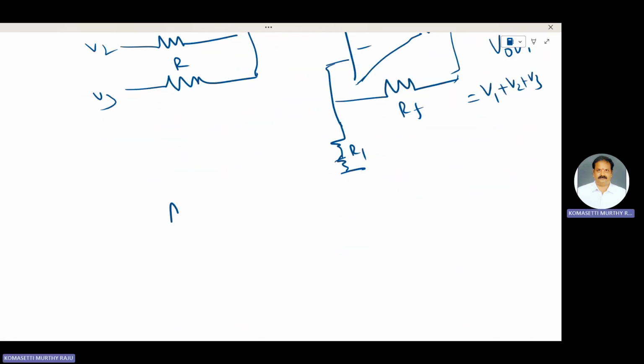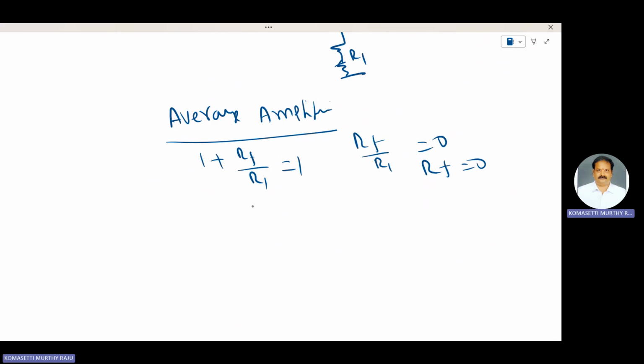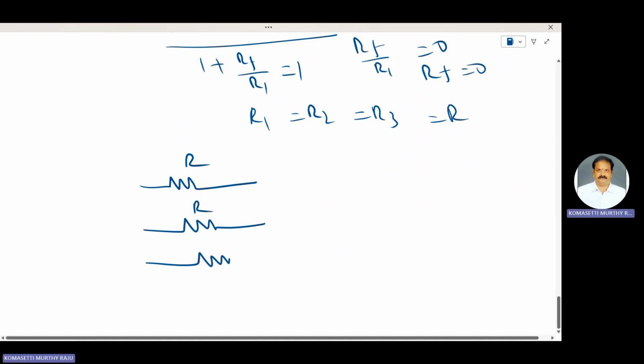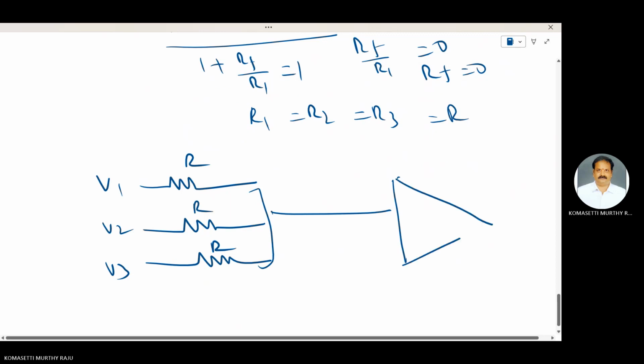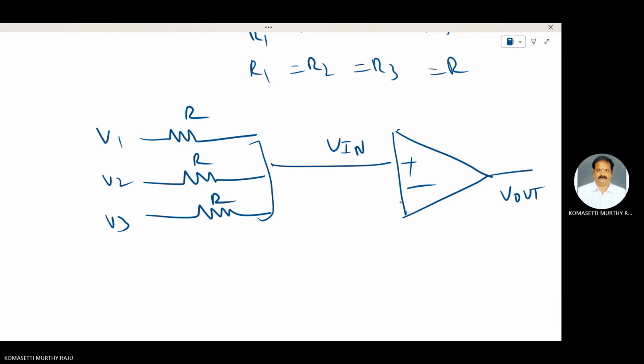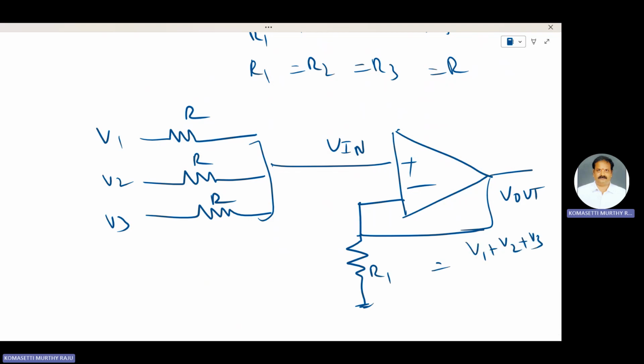In the second case, the average amplifier case, 1 plus Rf by R1 is equal to 1, so Rf by R1 is equal to 0. Therefore, Rf is equal to 0. Next, R1 is equal to R2 is equal to R3 is equal to R, with 3 input voltages V1, V2, V3. Plus, minus, this is V out, this is V in, this is R1, and Rf is 0. Therefore, V out is equal to (V1 plus V2 plus V3) by 3.